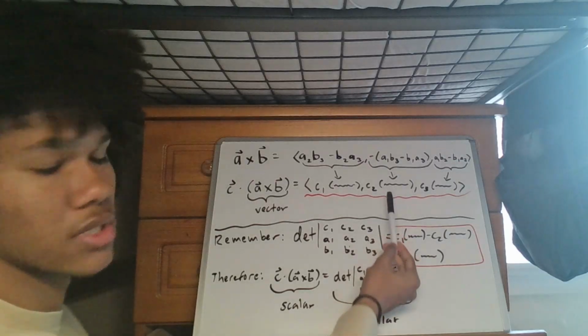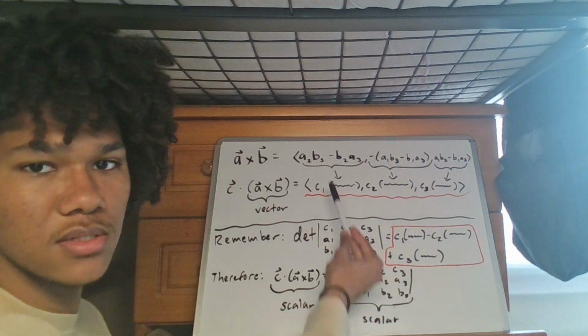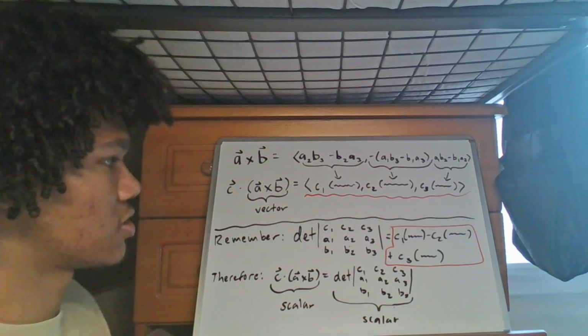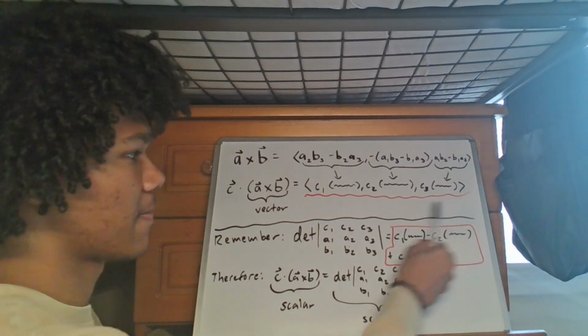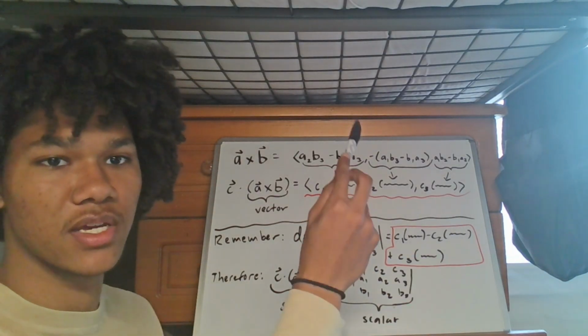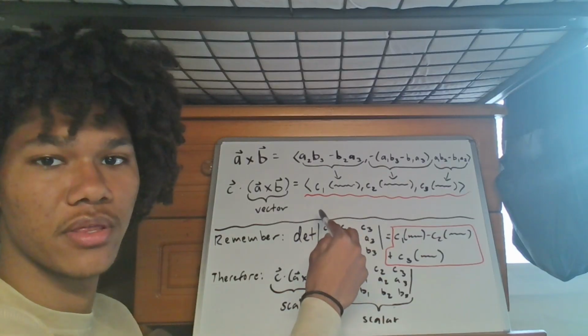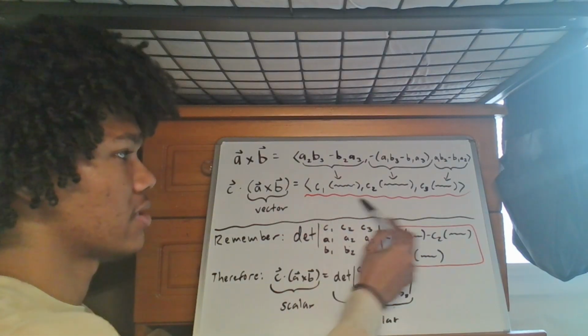And these squiggly lines are just me not wanting to write all this again, but just remember this is when you take a cross product and you dot it with a third vector. This is what it would look like.